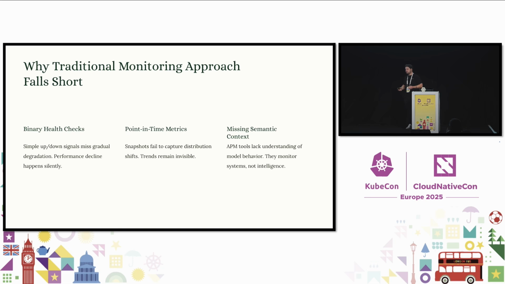Why does traditional monitoring fall short? What are we doing? We are checking simple up and down signals, and you can miss the gradual degradation if you're only checking that. Or point-in-time metrics, which can capture distribution shift, but trends remain invisible. And also missing the semantic context: if you're using APM tools, there's a lack of understanding of model behavior.